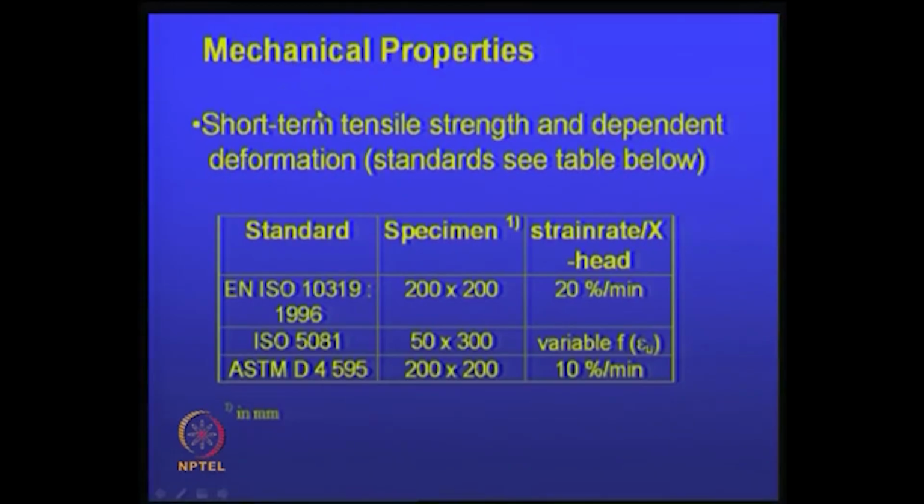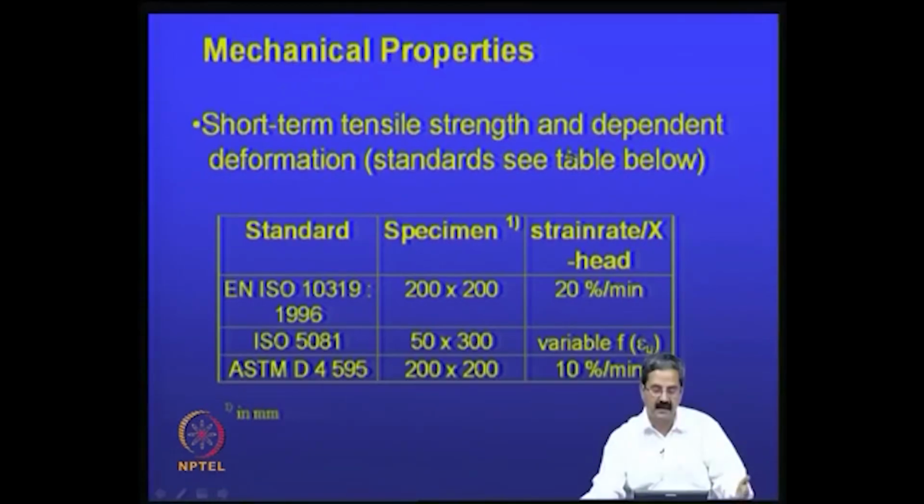In fact, short term tensile strength means immediate tensile strength, and you have certain standards for it, and this specimen size is 200 mm by 200 mm. This is the size, and then the strain is given also. You have European standards, ISO standards, and ASTM standards. All three are very important, because if you are in Europe you may try to follow European standards, ISO is a general standard, and if you are in the US they go by ASTM standards.